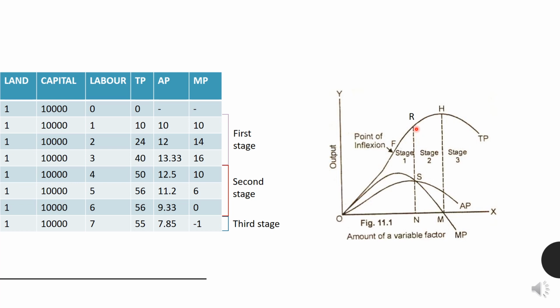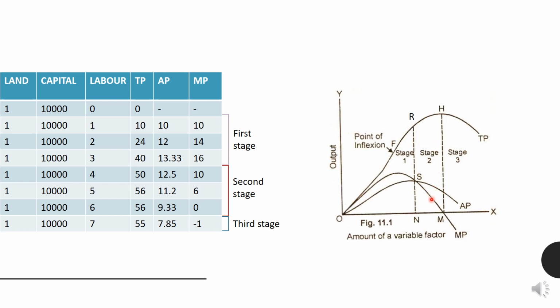And after R, the second stage begins, R to H. In the second stage, TP is increasing but at a diminishing rate. And in this stage, AP is decreasing, MP is also decreasing. But all the three curves are positive.